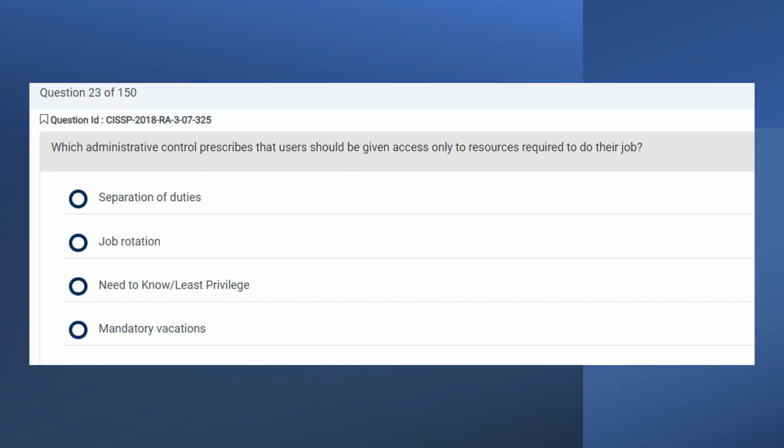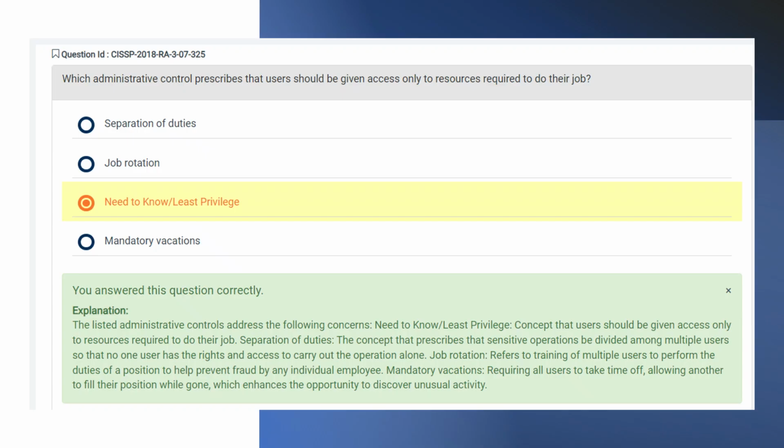Question 23. Which administrative control prescribes that users should be given access only to resources required to do their job? Separation of duties, job rotation, need to know or least privilege, or mandatory vacations? The correct answer is need to know or least privilege. The listed administrative controls address the following concerns.